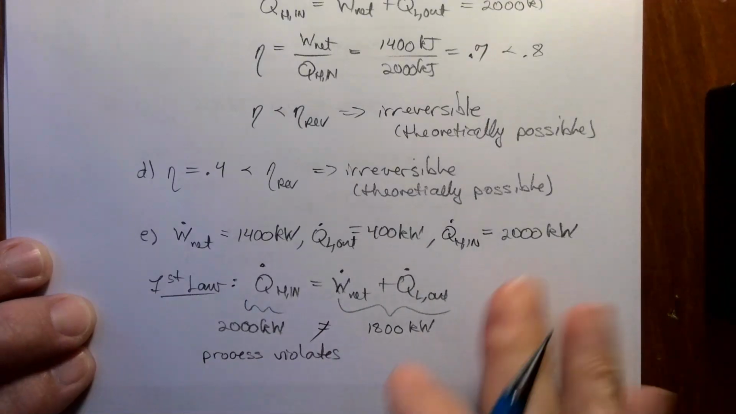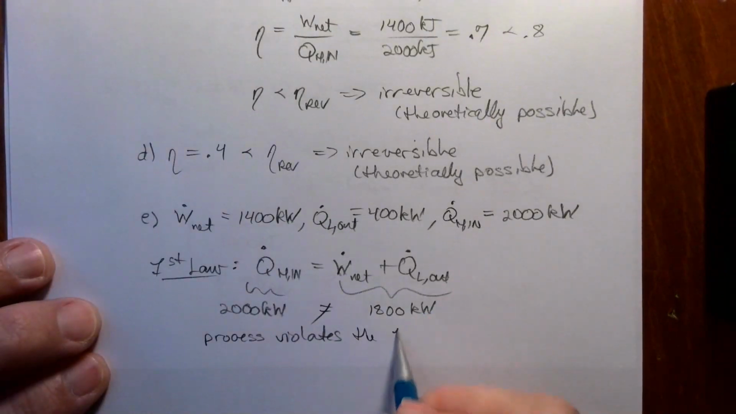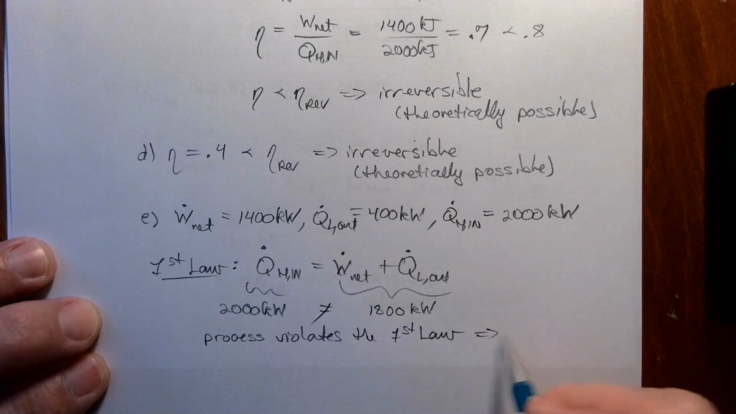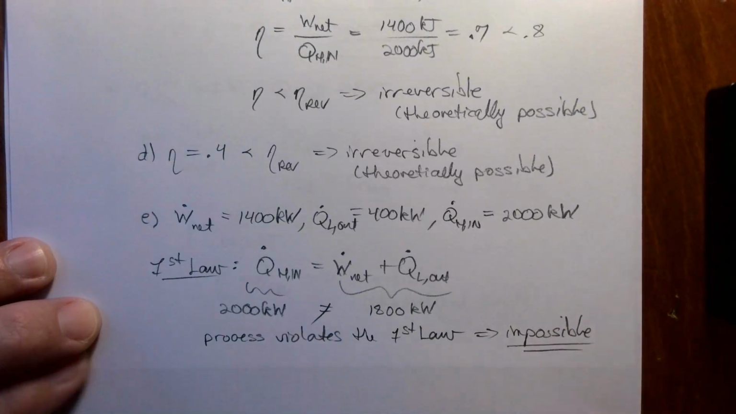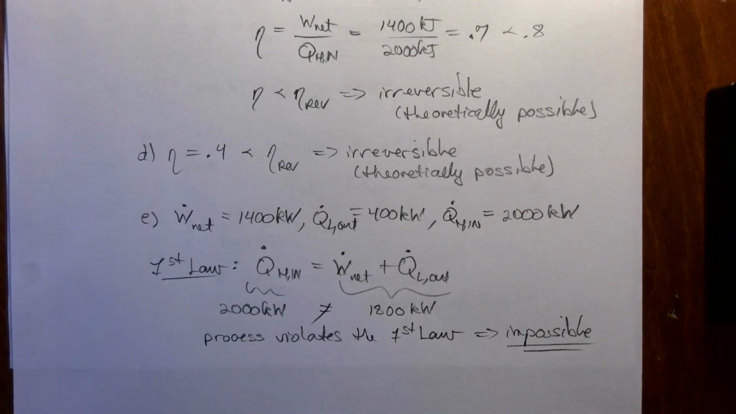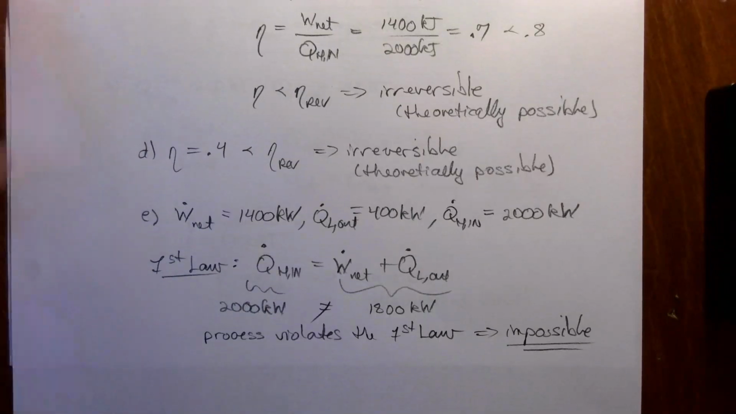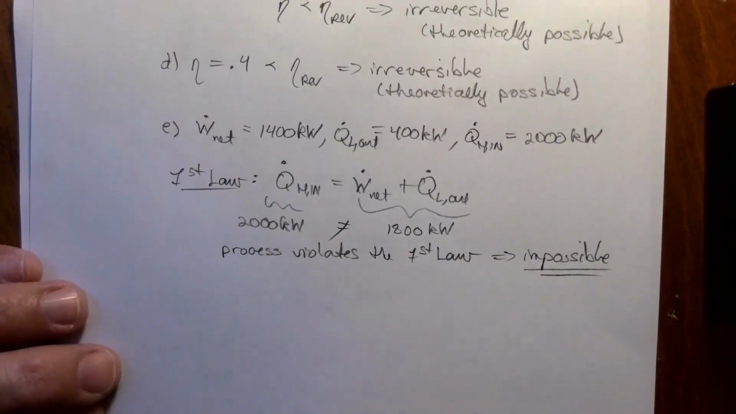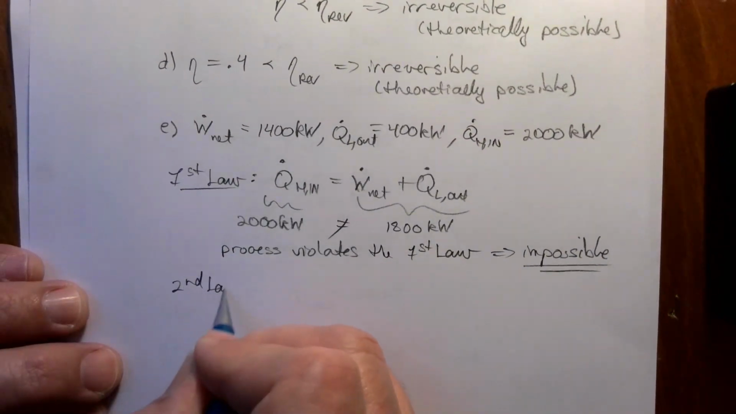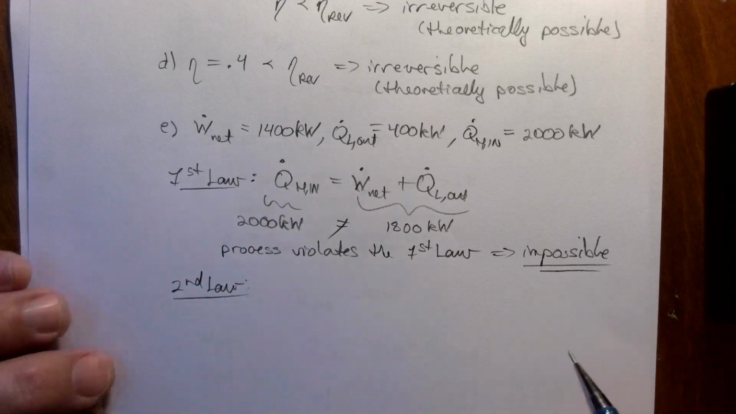Process violates the first law. Therefore, this process is impossible. It doesn't matter what your analysis says about the second law. If any physical law is violated, the device is not possible. But for entertainment's sake, let's go ahead and evaluate the second law.